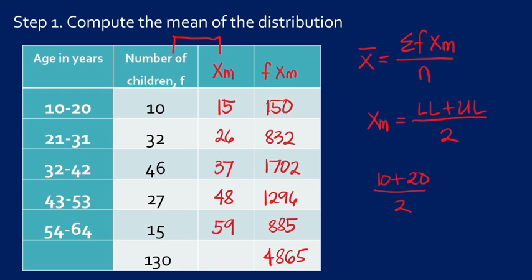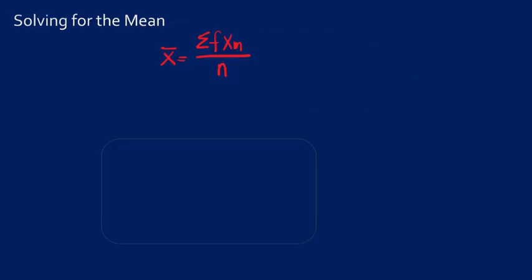Now, having all this data, we're ready to solve for the mean. So the mean is equal to the summation of fxm, which is 4865, divided by our n of 130, giving us a mean of 37. So after solving for the mean, we now solve for the median.